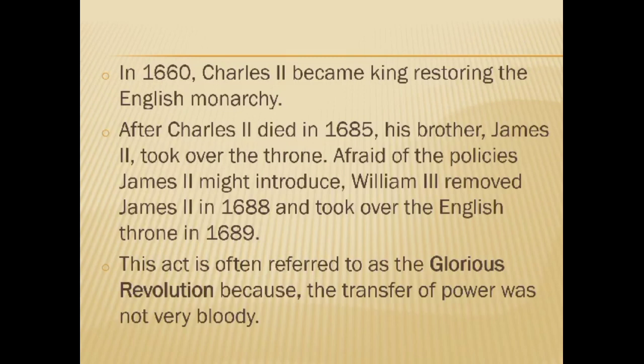After Charles II died in 1685, his brother James II took over the throne. Afraid of the policies James II might introduce, William III removed James II in 1688 and took over the English throne in 1689. So, matapos namatay si Charles II in 1685, yung kapatid niya na si James II, siya yung nag-took over the throne. This act is often referred to as the Glorious Revolution because the transfer of power was not very bloody. The Glorious Revolution is also called the Revolution of 1688 and the Bloodless Revolution.